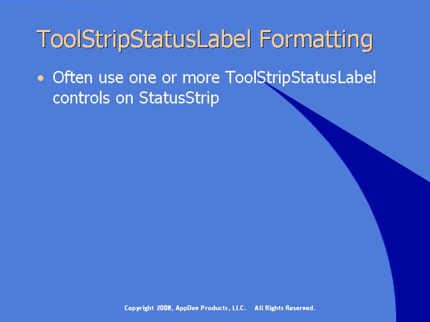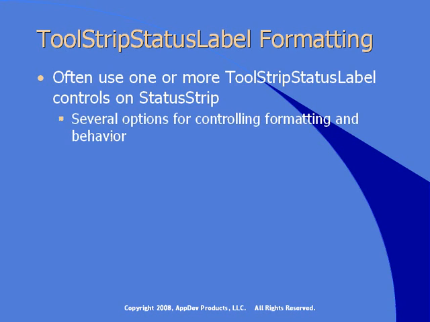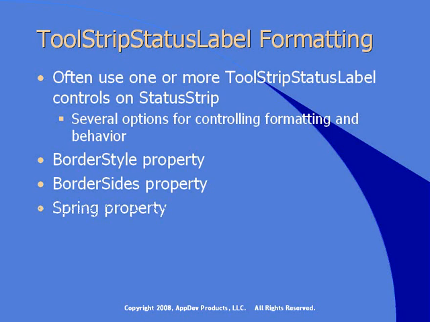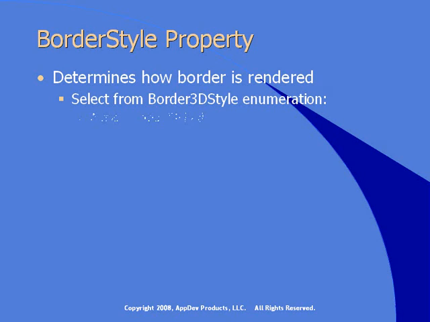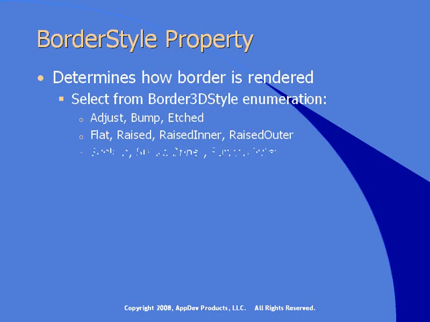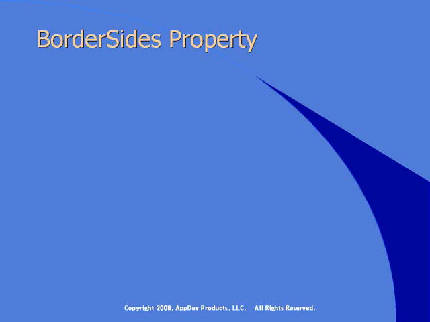You'll often use one or more tool strip status label controls on a status strip, and you have several options for controlling their formatting and behavior. We'll look at the border style property, the border sides property, and the spring property and how they interact. The border style property determines how the border is rendered. You can select from the Border3DStyle enumeration, and that allows for adjust, bump, etched, flat, raised, raised inner, raised outer, sunken, sunken inner, sunken outer. It's hard to describe these without looking, and we'll look at a demonstration that shows how these work in a few moments. The border sides property controls which sides get rendered.